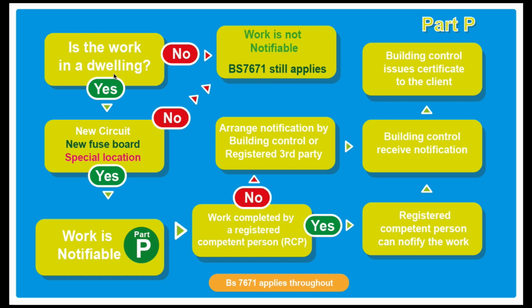Again, is the work in a dwelling? Yes, it is. Is it a new circuit, a new fuse board, or a special location? No, it's not. Again, the work is not notifiable, but BS7671 still applies. BS7671 applies throughout any electrical work you do, generally.